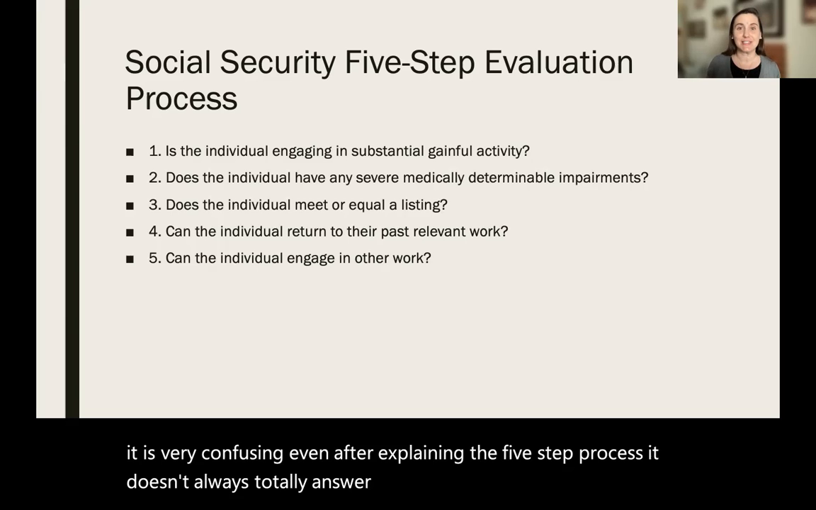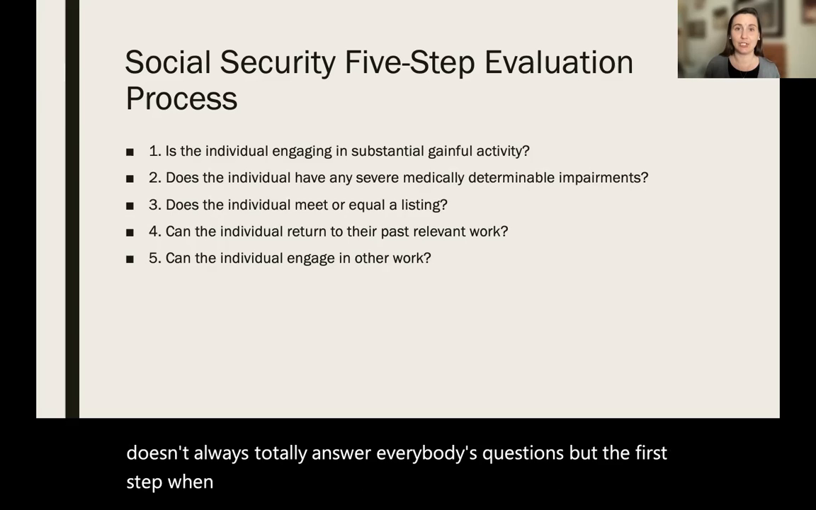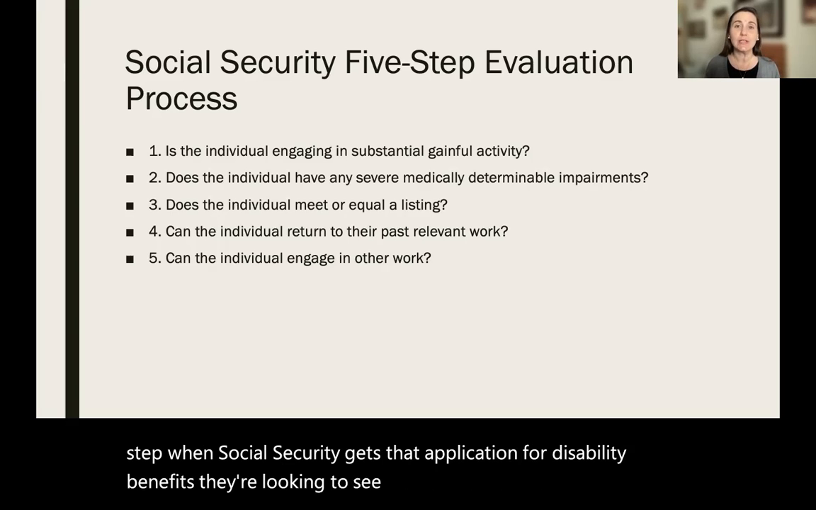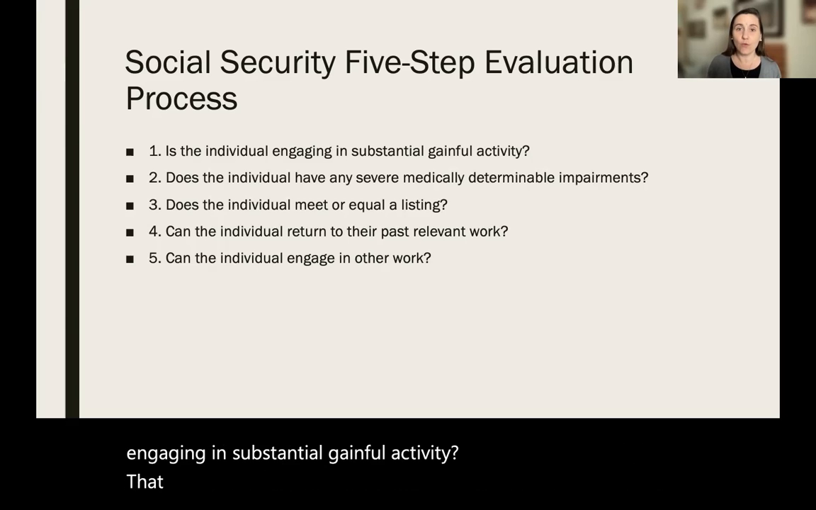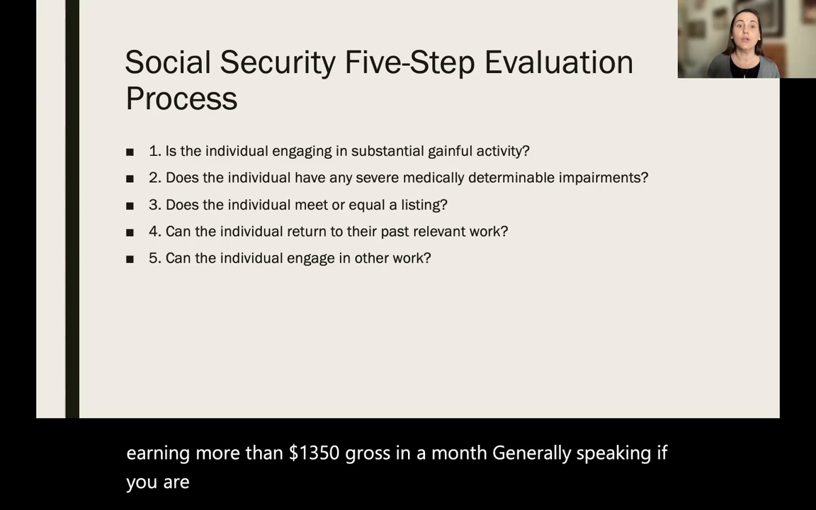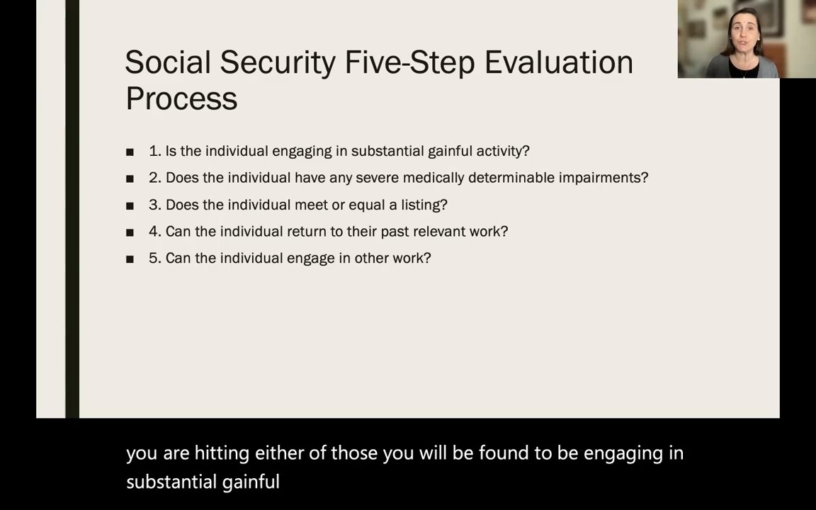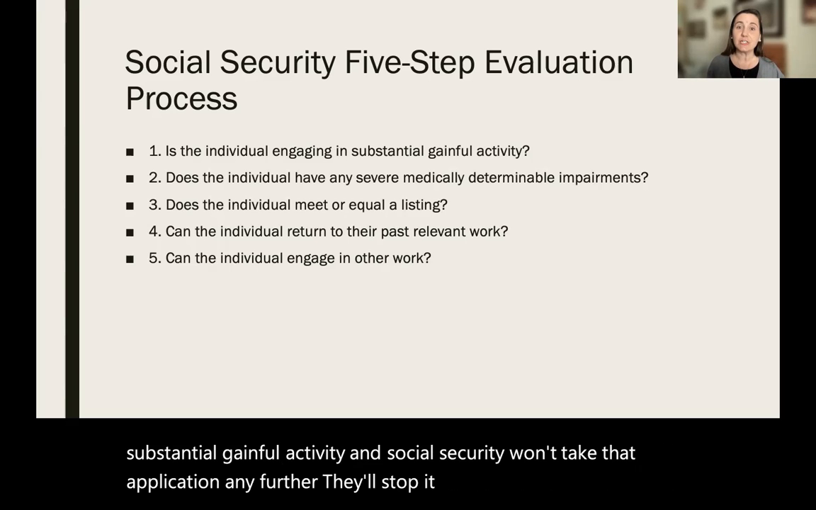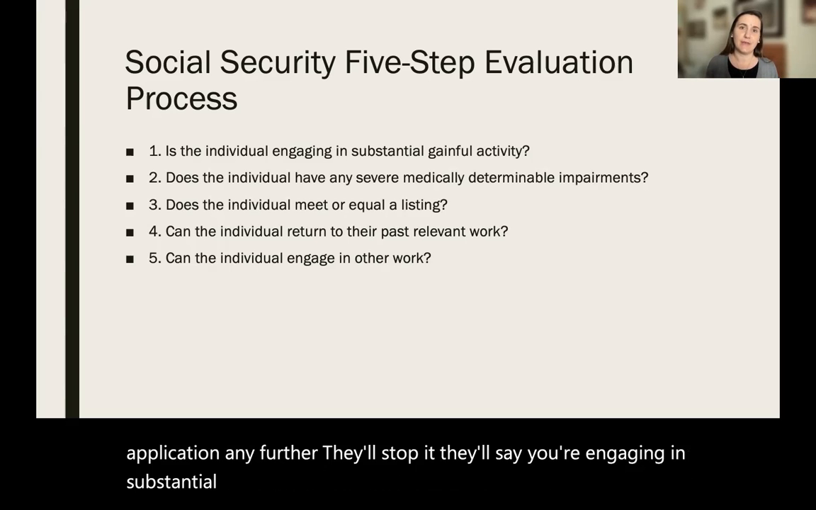But the first step when Social Security gets that application for disability benefits, they're looking to see, number one, are you engaging in substantial gainful activity? That means, are you working more than 20 hours a week? Are you earning more than $1,350 gross in a month? Generally speaking, if you are hitting either of those, you will be found to be engaging in substantial gainful activity. And Social Security won't take that application any further. They'll stop it there. They'll say you're engaging in substantial gainful activity and you can't be found disabled.